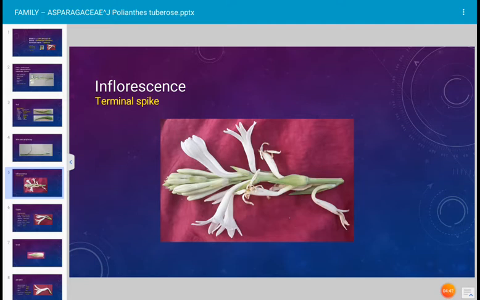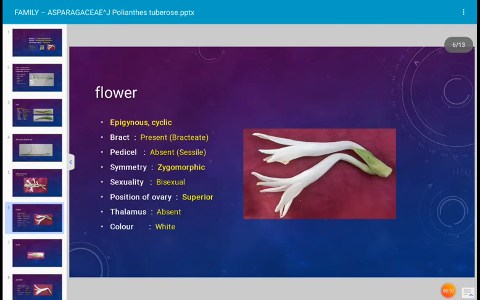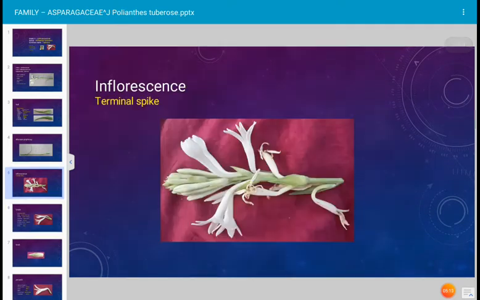The mature flowers are situated at the basal region and at the top buds are present. Mostly in spike inflorescence, the flowers are without pedicels. A pedicel is the stalk of the flower, and mostly in spike inflorescence, the flowers are without pedicels. The attachment of the flowers is direct on the stem. In Polianthes tuberosa, the terminal spike type of inflorescence occurs.